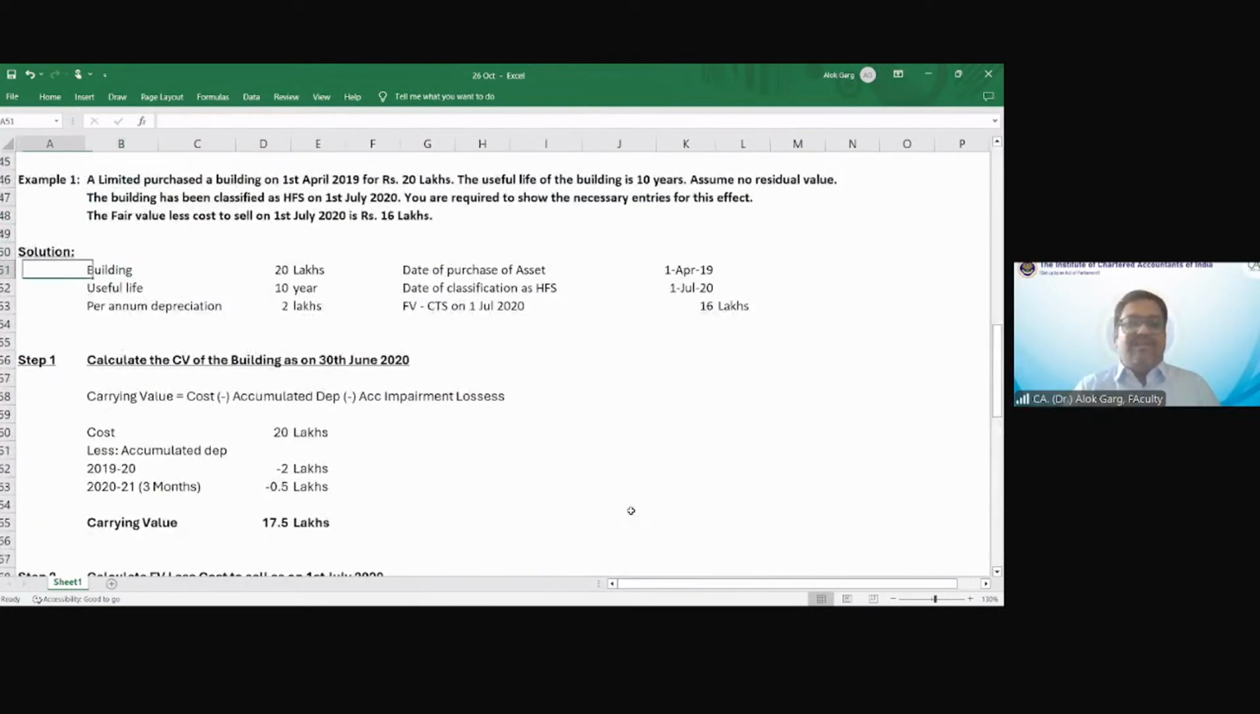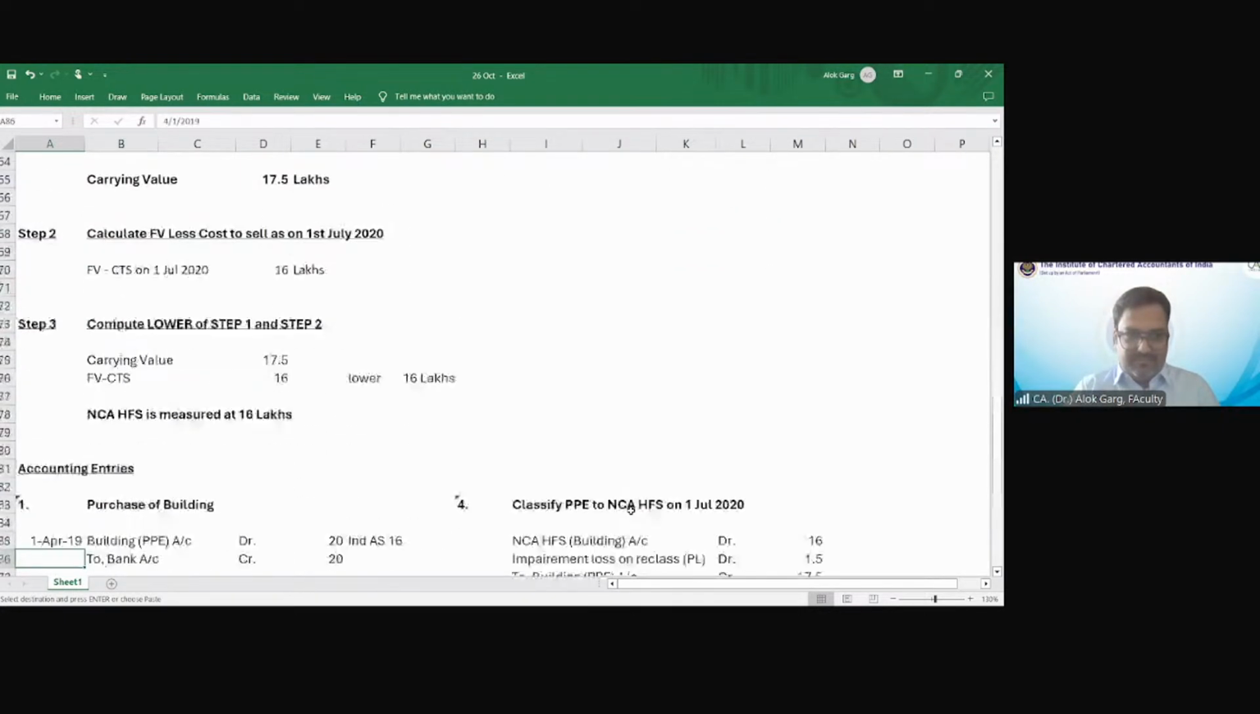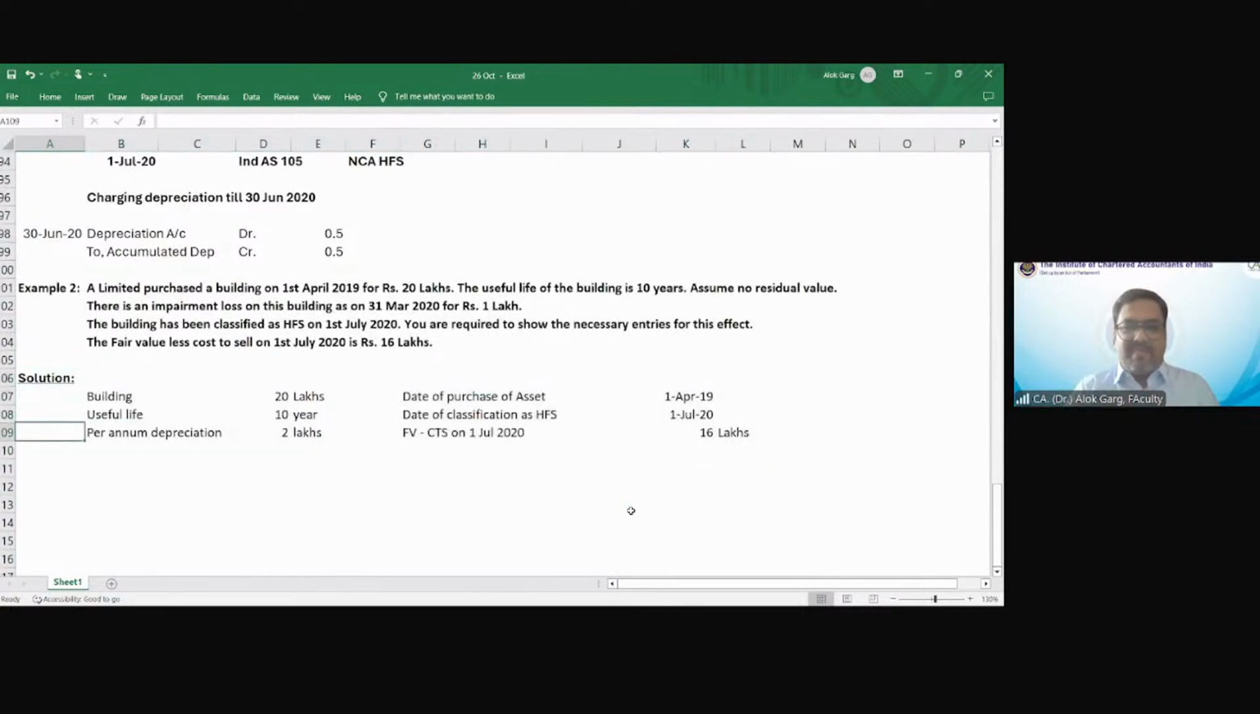So carrying value will be 16.5 instead of 17.5. Again, the lower will be the fair value less cost to sell, 16, and we will convert it at 16 lakhs only. Wrong.